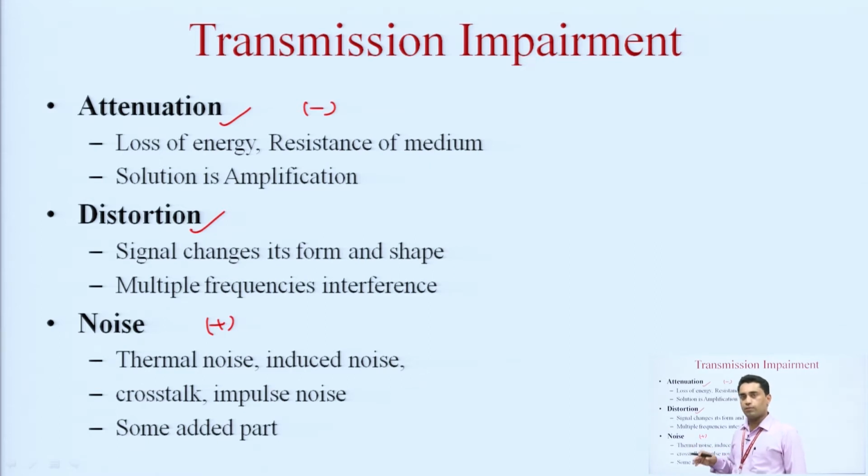So, we have some noise removal methods, because something is added and now we want to remove it. For loss, the solution is amplification. If there is some sort of loss, we want to get the exact signal, so in this case we need to amplify it. So, these are a few terminologies related to signal transmission.